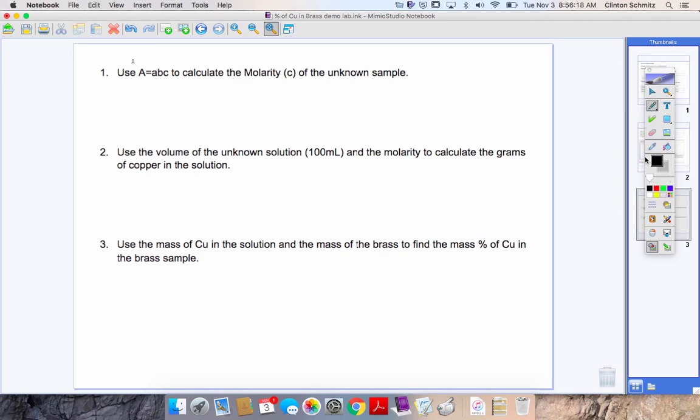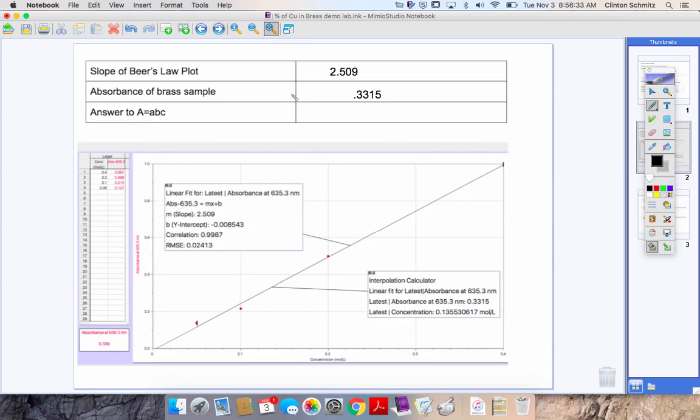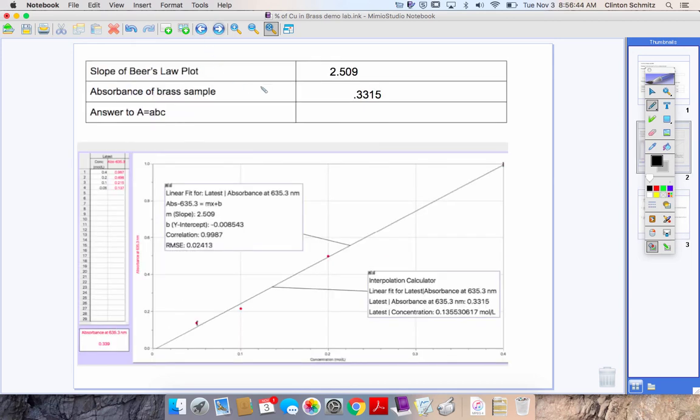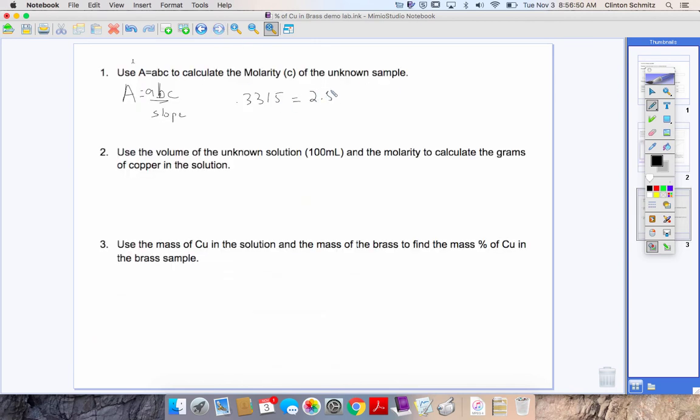So A equals ABC. Your absorbance, if you go back and look, my absorbance was 0.3315. So 0.3315 is going to equal AB, that's your slope. I'm going to go back and get my slope, which is 2.509. So it's going to equal 2.509, and then C is your molarity. So I'm going to solve for C.